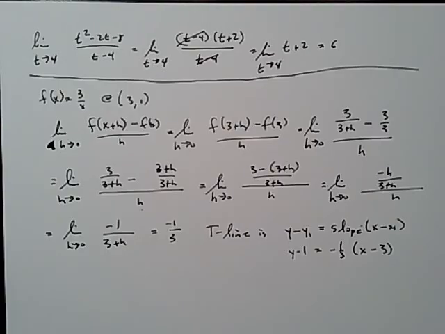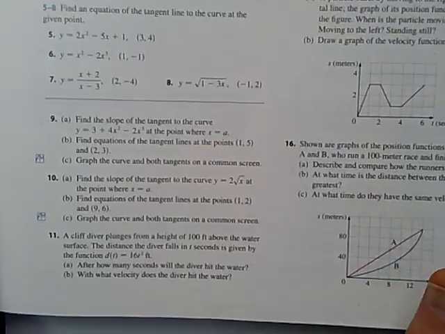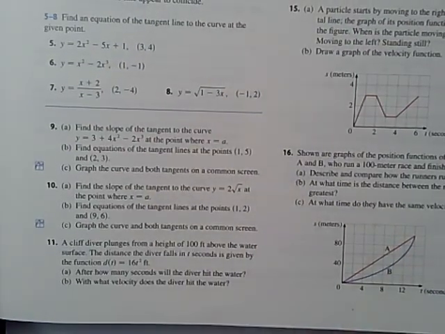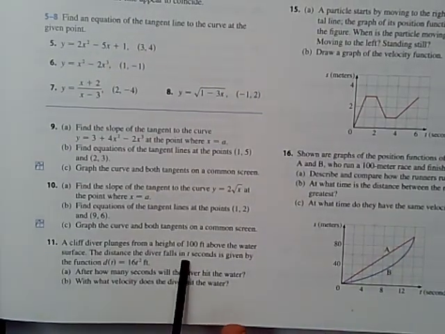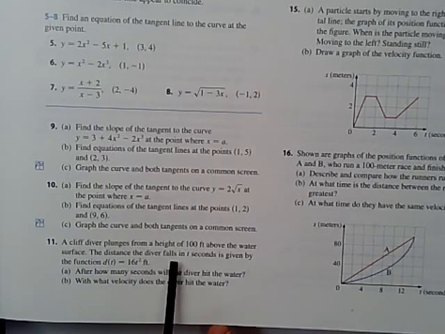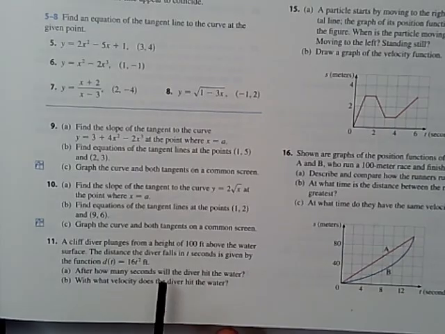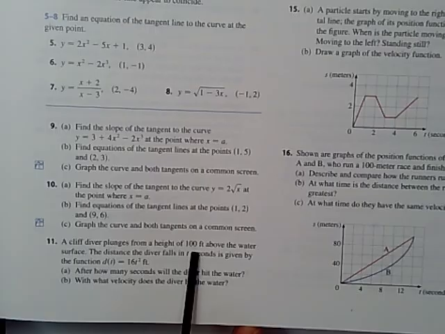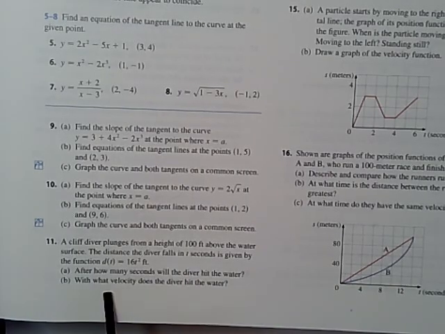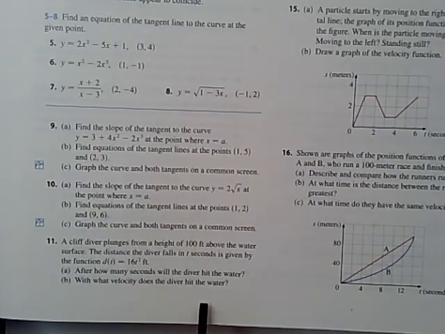Here's number 11. Okay, so it says a cliff diver plunges from a height of 100 feet above the water surface. The distance that the diver falls in t seconds is d of t is 16 t squared. After how many seconds will the diver hit the water, and with what velocity does the diver hit the water? So I've got to figure out 16 t squared is equal to 100 for what t? And then when I find that, then I'll find the rate of change of the position function, the rate of change of 16 t squared at that number.